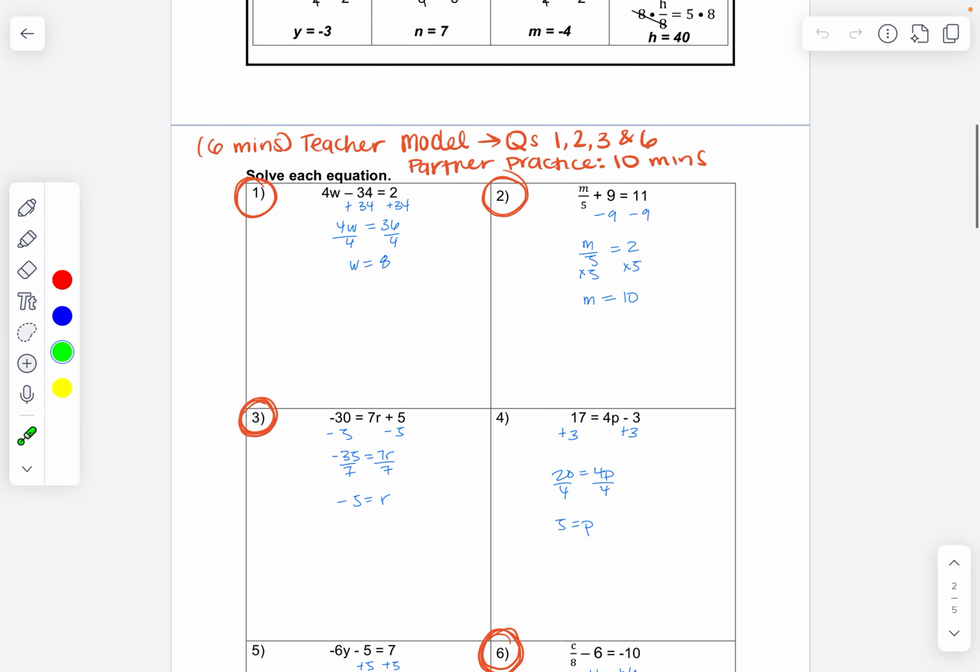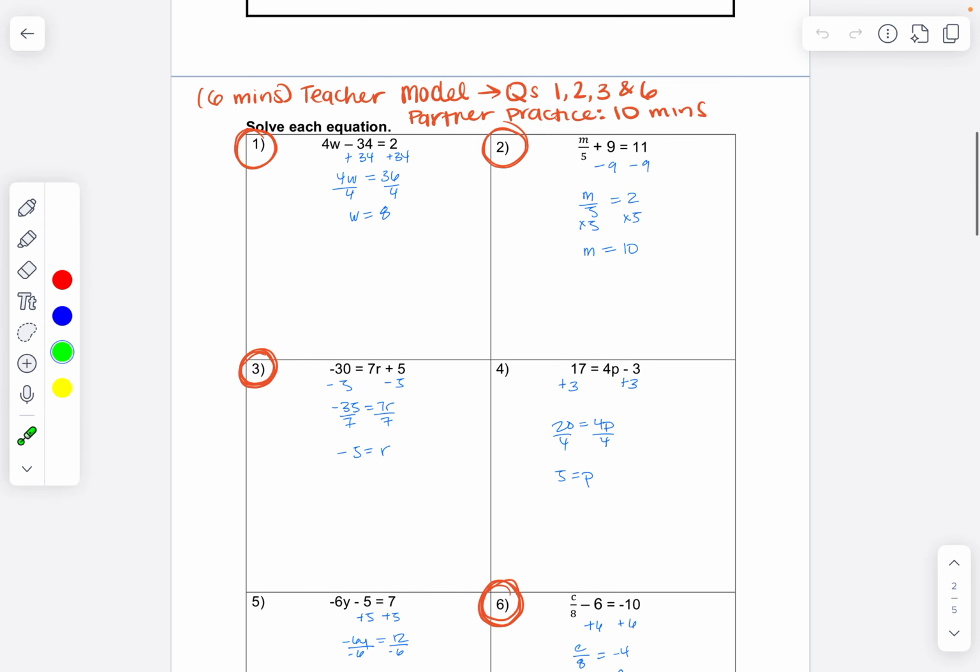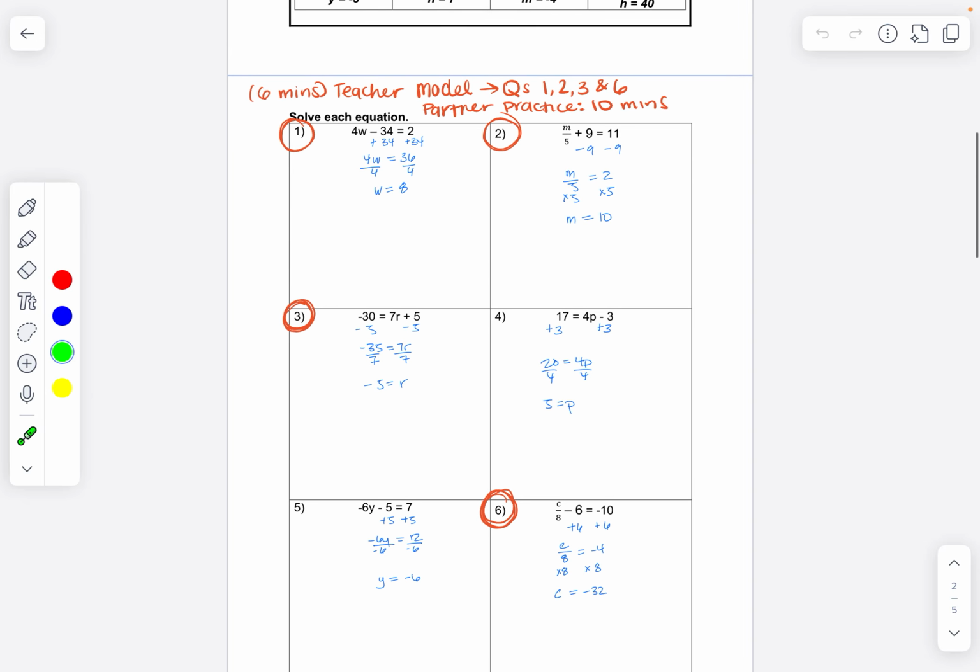So with that in mind, you are going to take 6 minutes to solve questions 1, 2, 3, and 6. I've chosen these questions because I want to model for students what it looks like to have 4 different types of questions. So for instance, question 1 has multiplication and subtraction, whereas question 3 has multiplication and addition. Question 2 has division and addition, and then question 6 has division and subtraction.